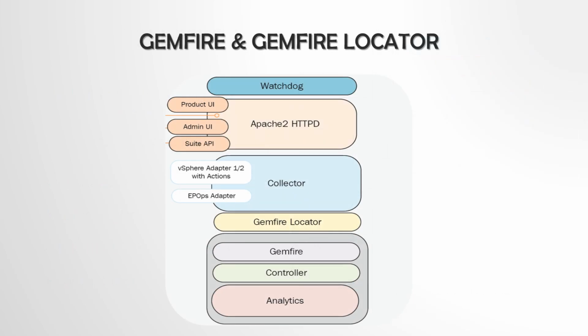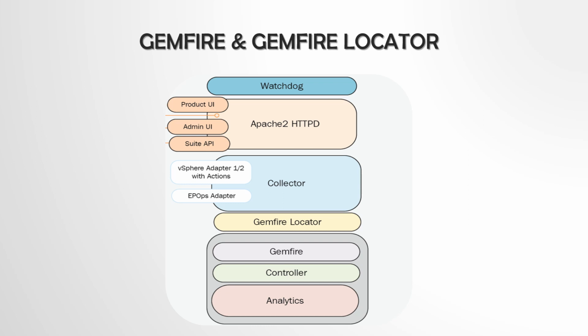Next components are GEMFIRE and GEMFIRE locator. So let's start with GEMFIRE first. It is an in-memory data grid, that is, it is making use of the RAM of the nodes, and all of the data is spread across all the nodes. What it provides is access to all of that operational data which is spread across all the nodes to vROps with very low latency.